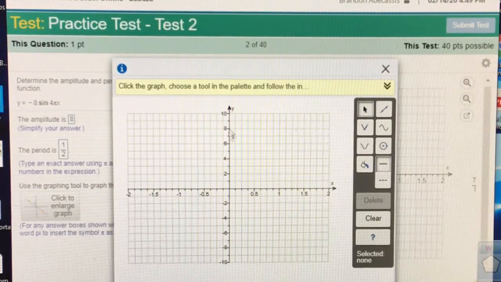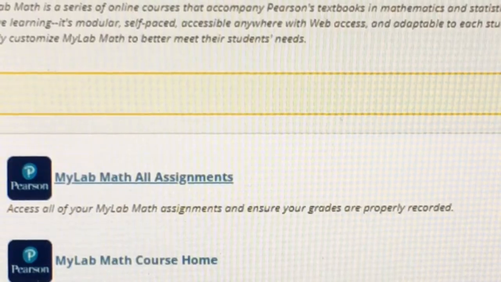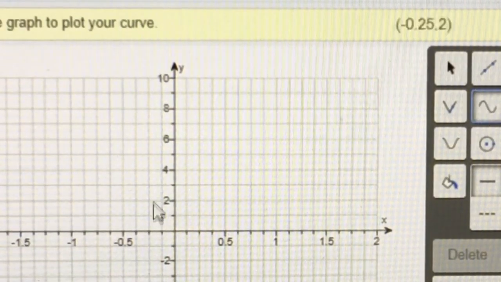Now it wants me to graph it. The sine graph is going to be this one. I don't know if you can see that. The sine graph is going to be that curly Q graph. It's going to be that one. So when you click on that, it'll appear when you click on the graph.